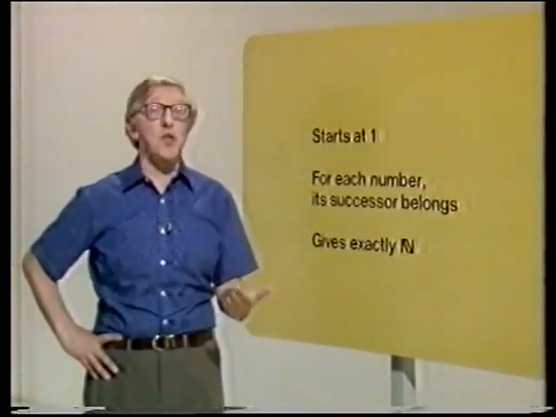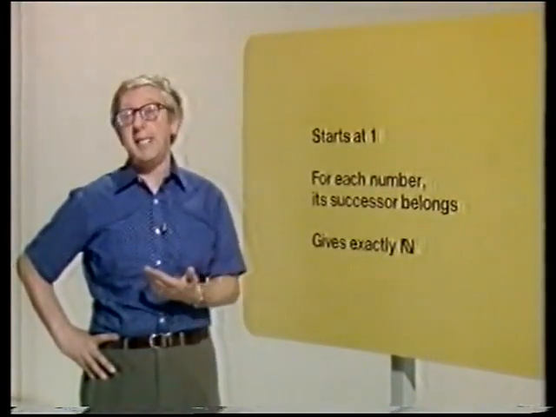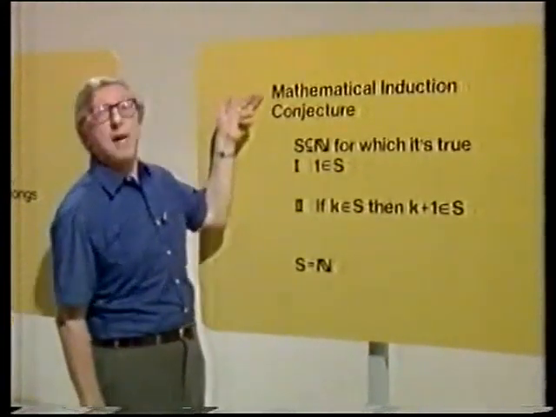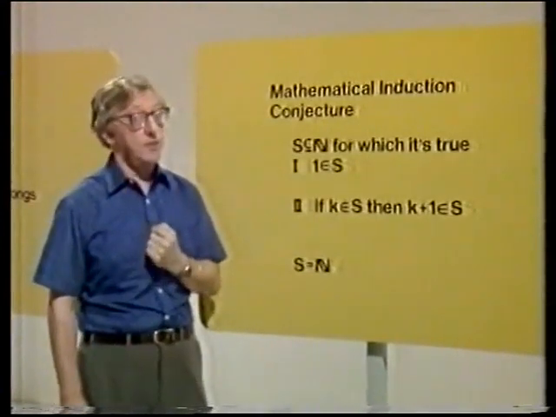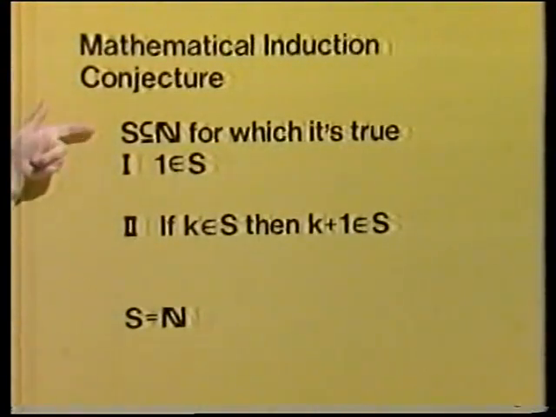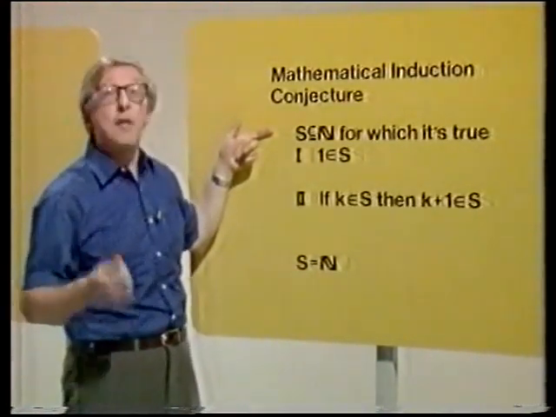So what's all this got to do with proving statements like 1 plus 2 plus 3 and so on up to n is equal to n times n plus 1 over 2? Well, the method of proof that we're looking at, mathematical induction, involves showing that something holds for all the positive integers. So we start off with a conjecture, and then we think of the set of positive integers S for which the conjecture is true. So S is in fact a subset of n. And what we want to show is that S is in fact the whole of n.